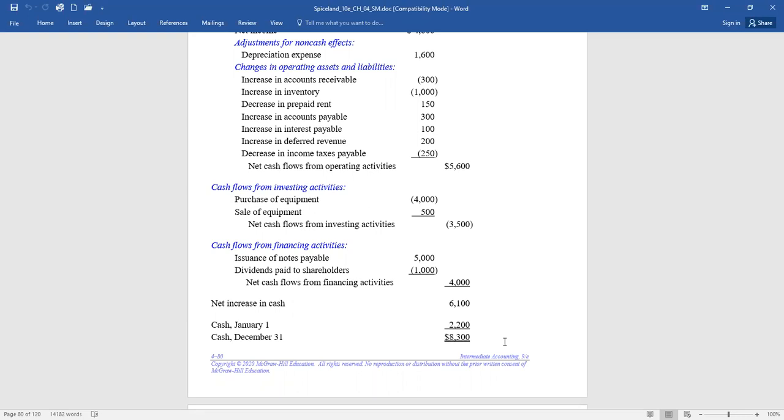Excellent. The beginning of the year, there was no notes payable. At the end of the year, there's a $5,000 balance. So what does that tell me? We borrowed $5,000 in cash. So in cash flow from financing activities, there's an increase due to issuance of a notes payable. We took a loan. Common stock is the same amount, so there was no change in it at all. So there's no effect on cash.